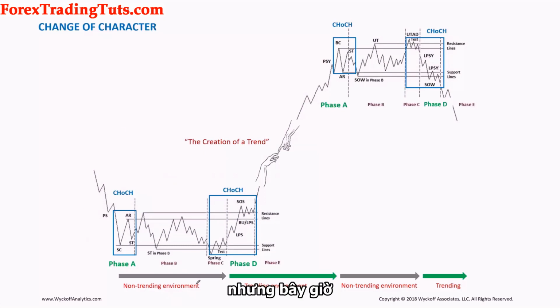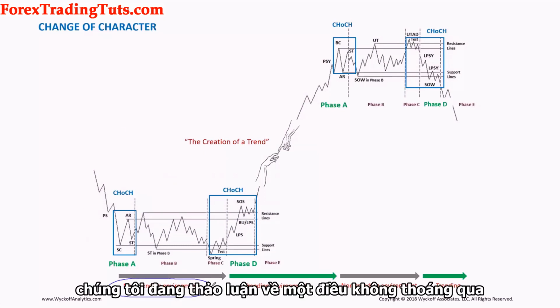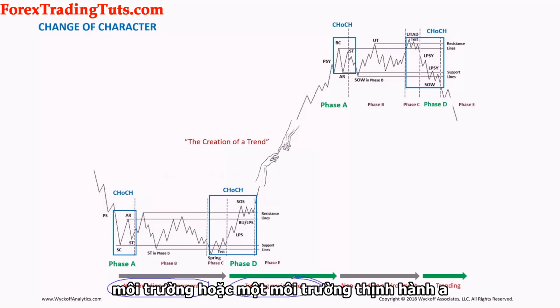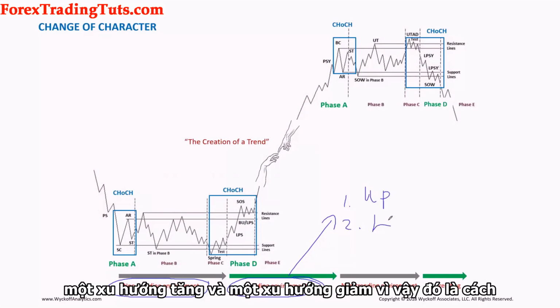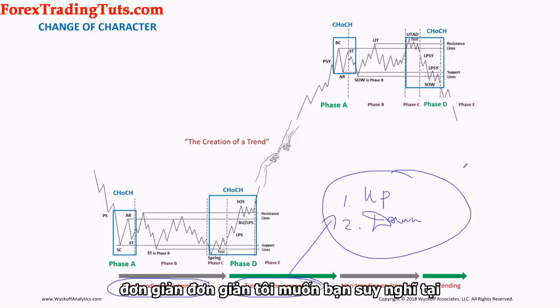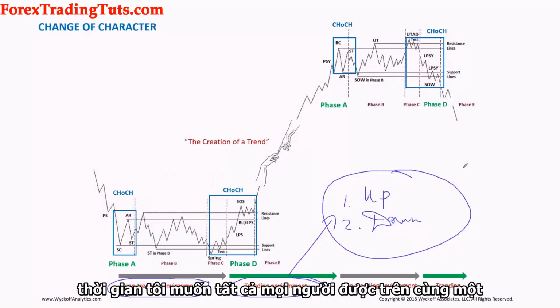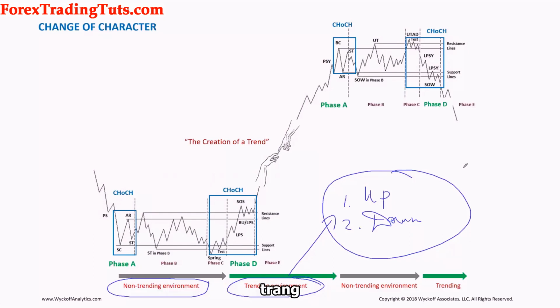But for now, we are either discussing a non-trending environment or a trending environment. A trending environment is going to have 2 types for us, an uptrend and a downtrend. So that's how simple I want you to think at this level. And these are kind of like the basics. These are very simplistic stuff, but at the same time, I want everybody to be on the same page.